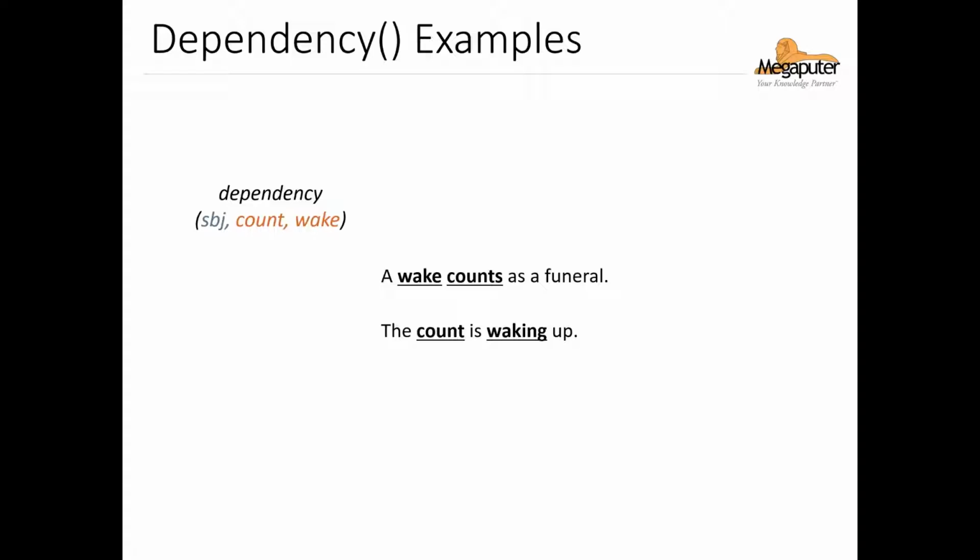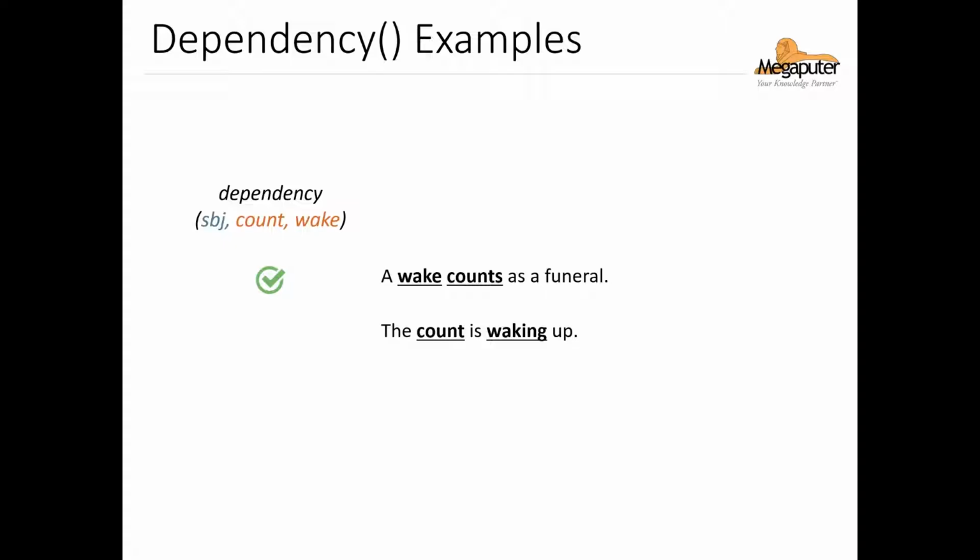So here's a tricky example. We have dependency, subject, count, wake, and we have a wake counts as a funeral, and the count is waking up. In this case, the relationship is captured. So in here, we're going from count to wake. So something counts as something. So what counts? A wake counts.